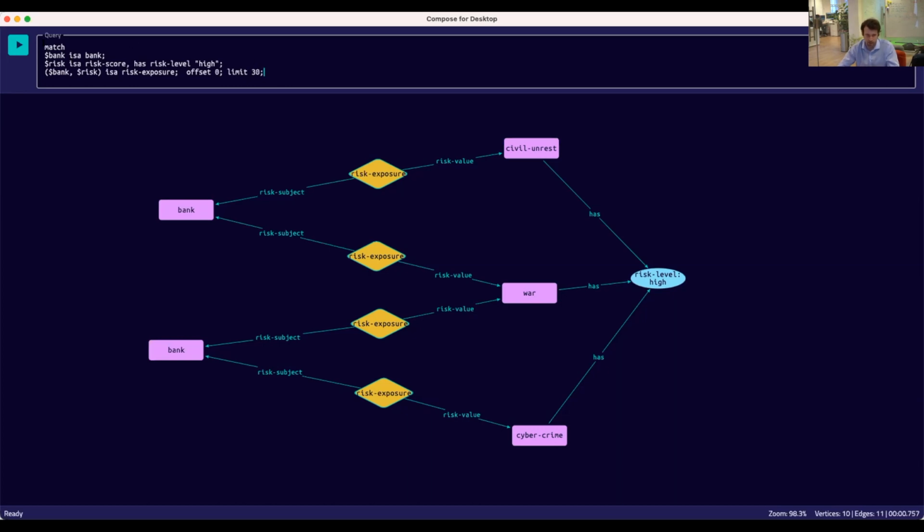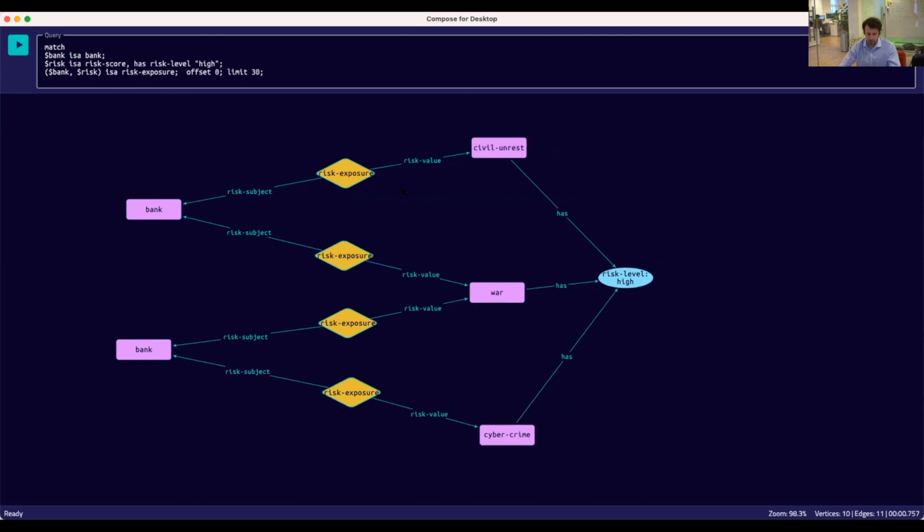And the query that we're asking at the top here is asking for, give me a bank. So this is an entity type that we assign to this variable called $bank. We then say that there's an entity type risk score, which we assign to this variable named $risk. That risk score has a risk level with the value high. And then we say that the bank and the risk are in a risk exposure relation. So the query is effectively asking us, give me banks that are exposed to high levels of risk.